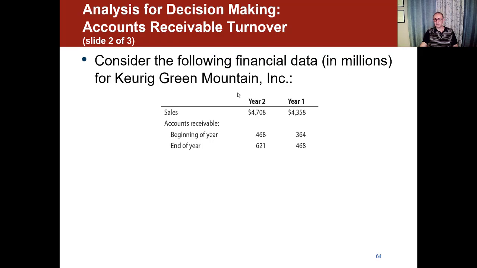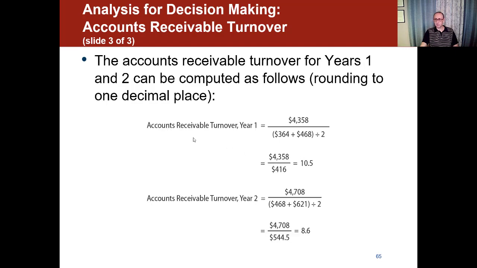So let's see this example from a company maybe we know, or maybe we use their product. It's Keurig Green Mountain, which is this company that makes the coffee makers and their coffee. So they have year 1 and year 2. We have the sales, and again we have the beginning and ending accounts receivable. And as expected, the ending of year 1 is the beginning of year 2. So we're going to calculate the average accounts receivable for year 1, average accounts receivable for year 2, and then we're going to divide the sales by the average accounts receivable. So this is how it's done.